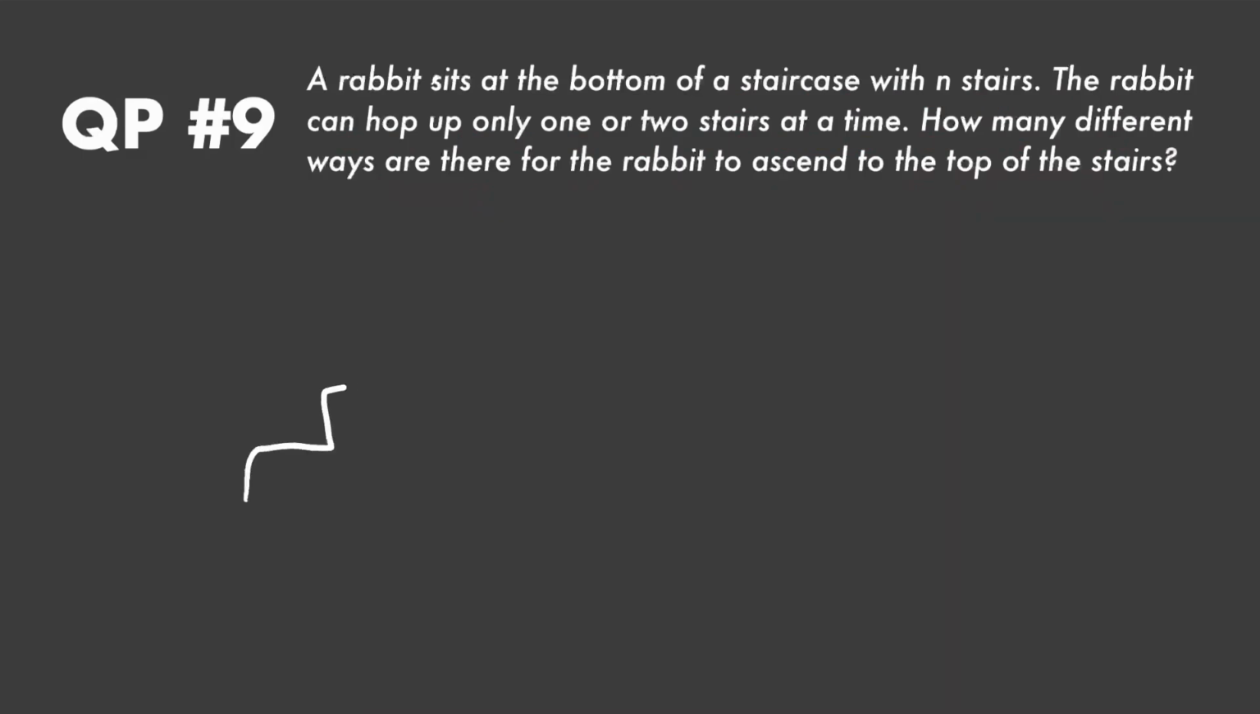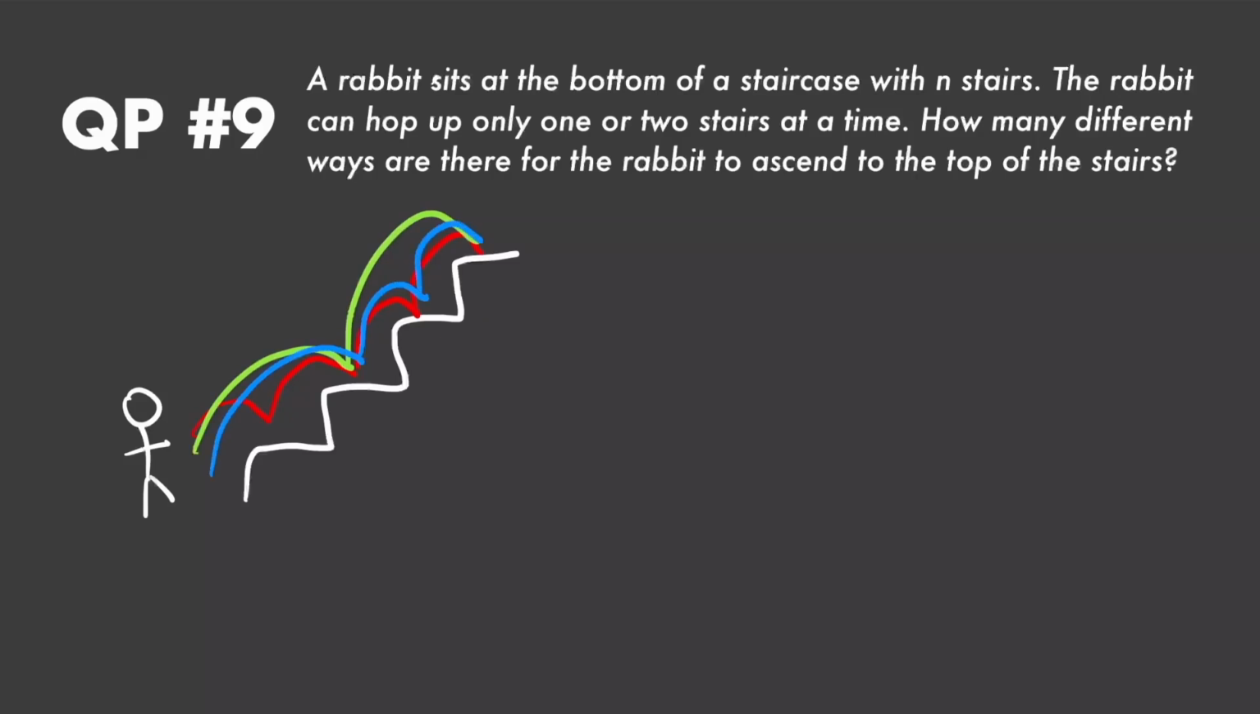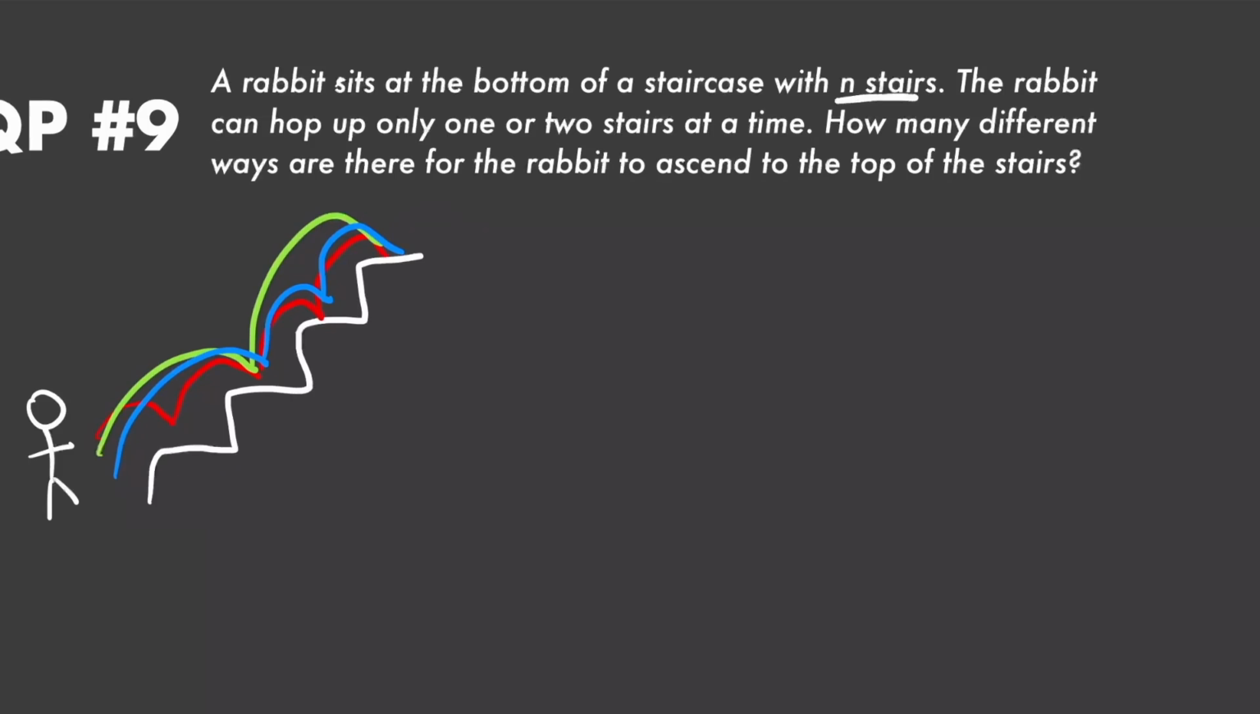And by ascend to the top of the stairs, basically what they're saying is that, this is not a rabbit, but I can't draw a rabbit, so one way of getting to the top of this staircase would be going up 1 stair at a time, and then another way would be going up 2 stairs, and then going up 2 stairs again. A third way might be going up 2 stairs and then 1 stair and then 1 stair. So you see what the problem's asking here. So we need to generalize to a staircase with n stairs.